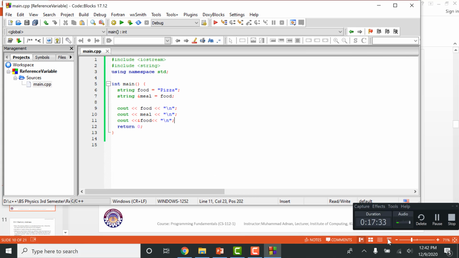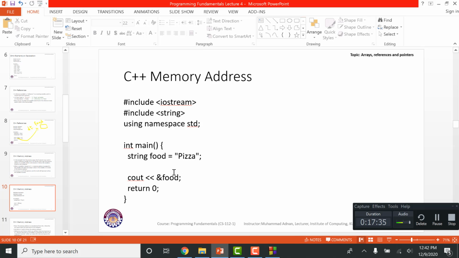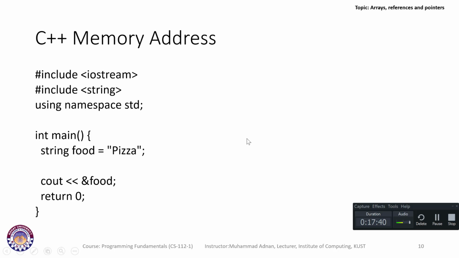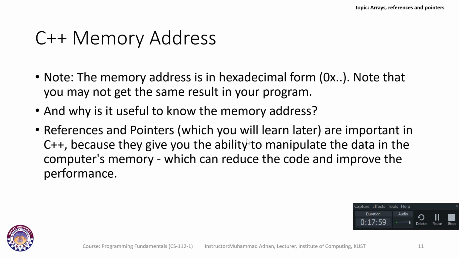But remember, you might get a different address than what I have seen on my computer. This is because your computer can have a different addressing mechanism. It can have a different type of memory, a different type of architecture, and my computer has a different type of architecture. So note the memory address is in hexadecimal form. It is represented by 0x.